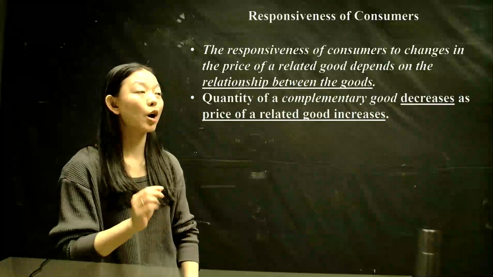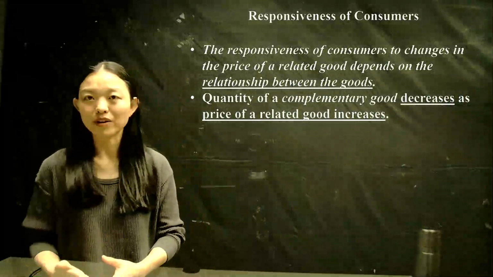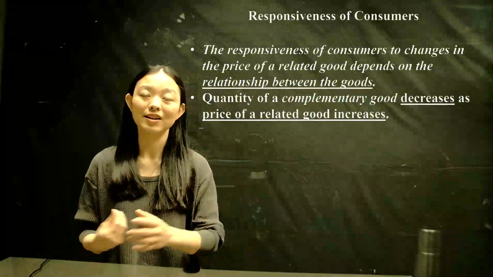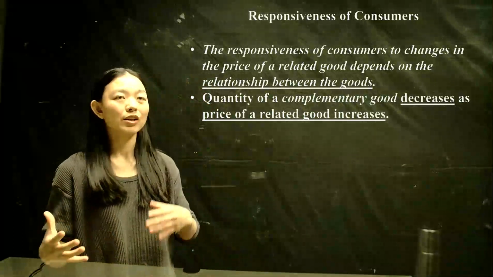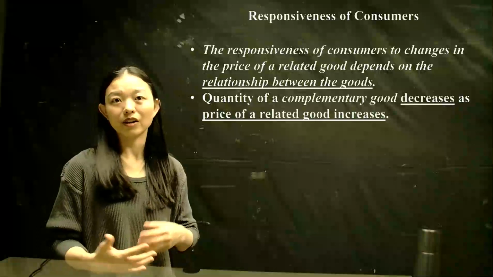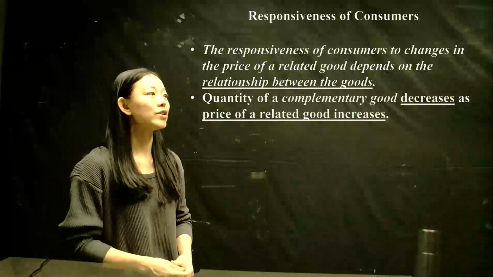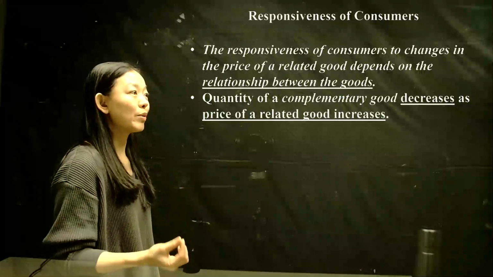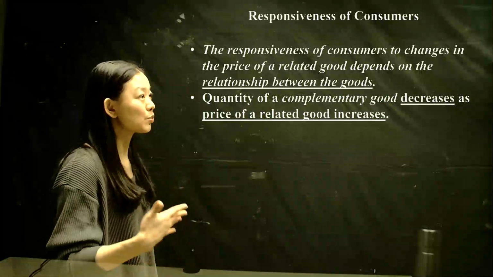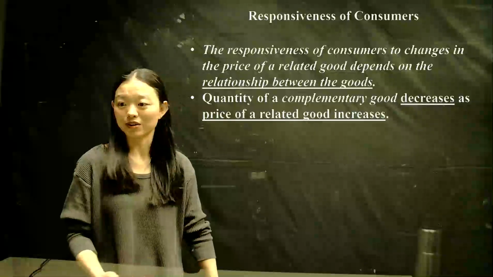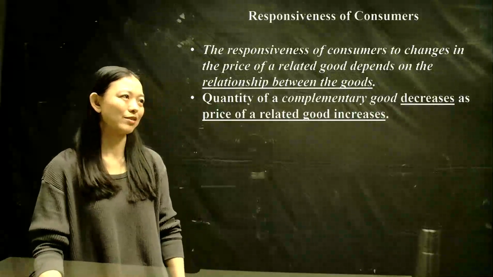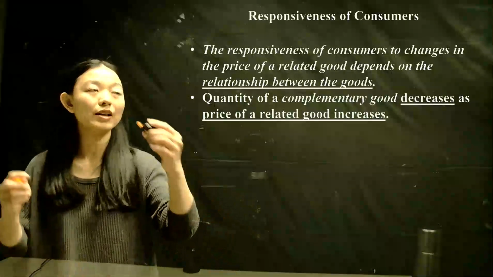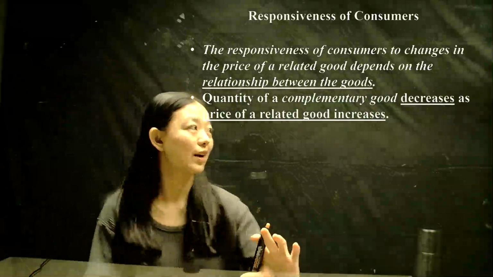The first one is complements. Complements are things that are always used together or eaten together. You can think about peanut butter and jelly, or cream cheese and bagel. In economics, we say the quantity of a complementary good decreases as the price of the related good increases. You might feel it's a little hard to understand, right? Let me give you one example. Think about peanut butter and jelly. I'll write it down here.